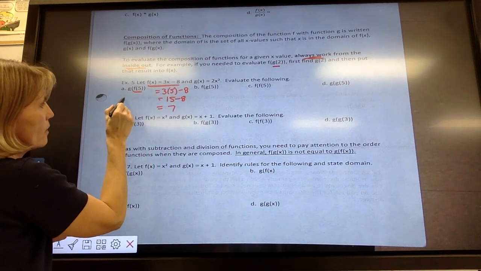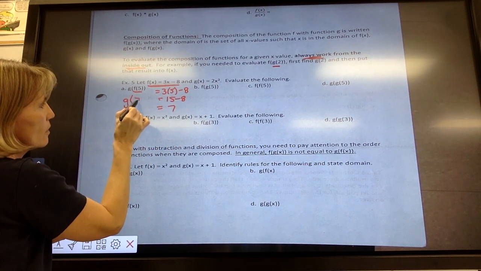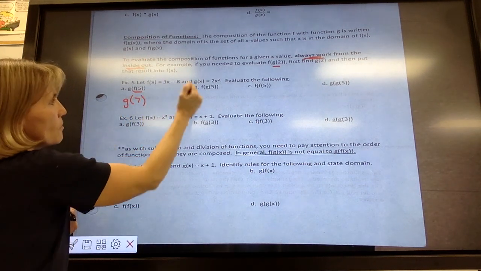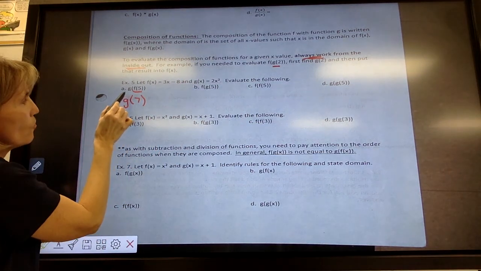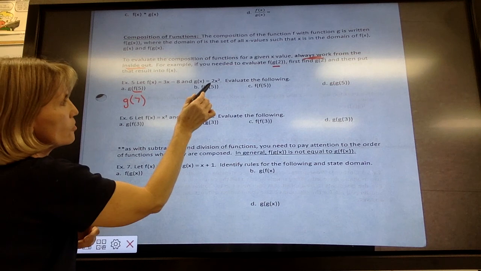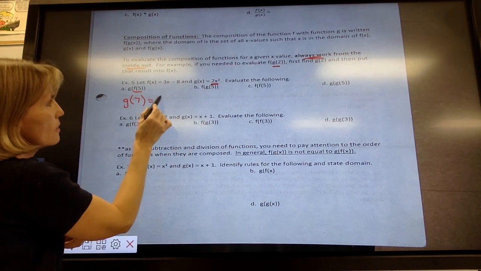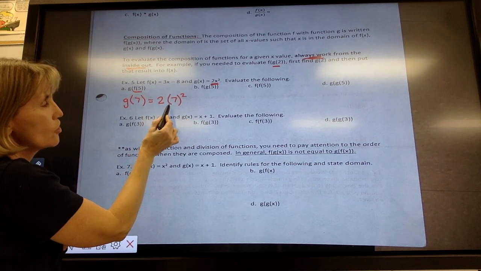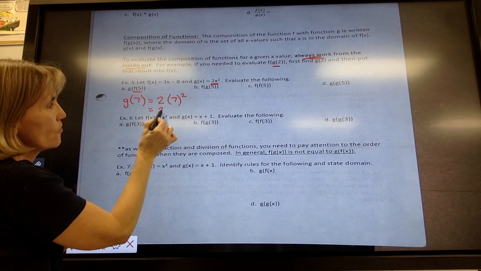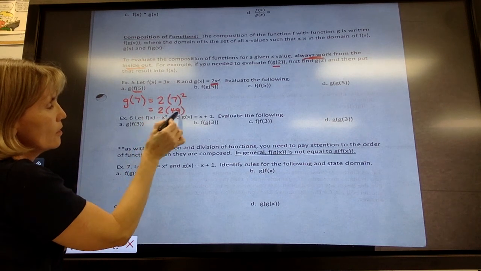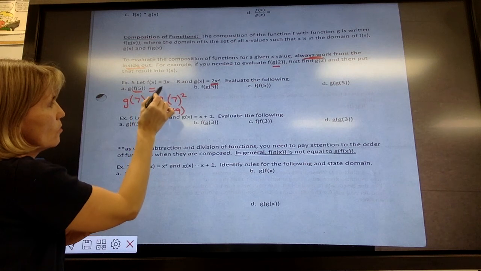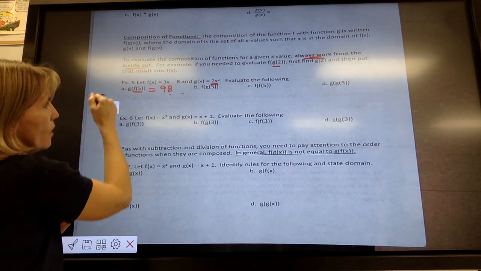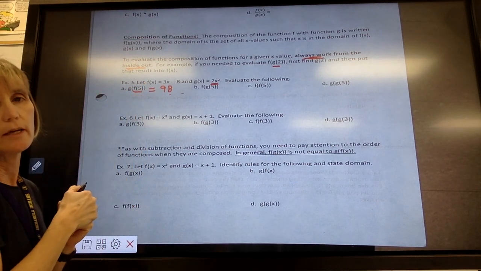Now I'm going to take that and apply it. That 7 replaces the f of 5. I'm going to erase my work here because I don't have a lot of room to work. Now I'm going to find the g function and plug in a 7. Here's the g function, so that's equal to 2 times 7 squared. I've got multiplication and an exponent. We do exponents first. 7 squared is 49. 2 times 49 is 98. So g of f of 5 equals 98.